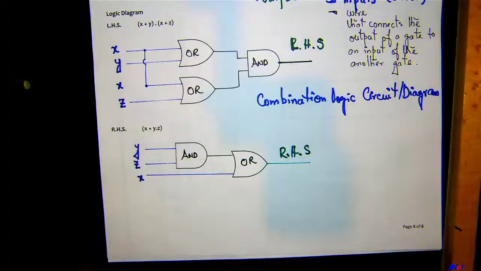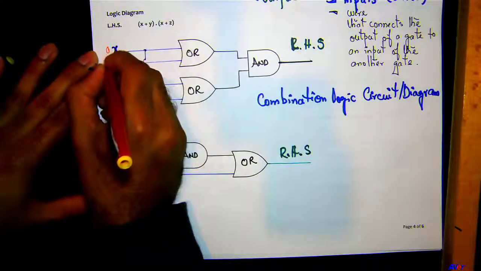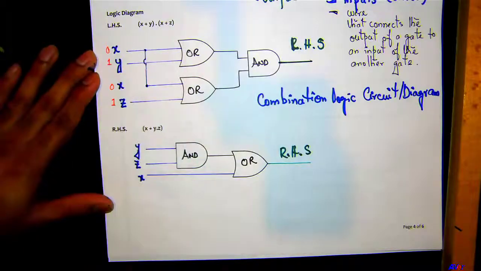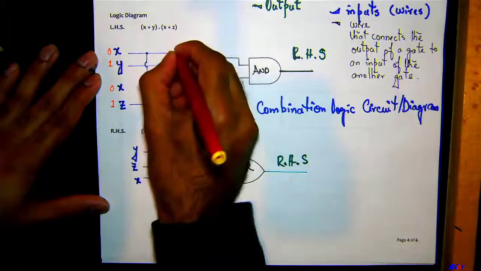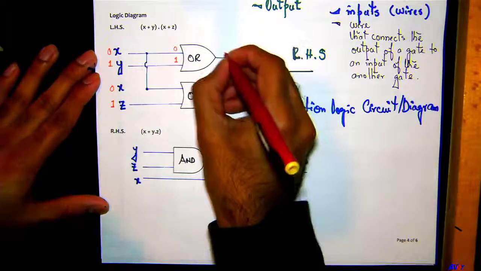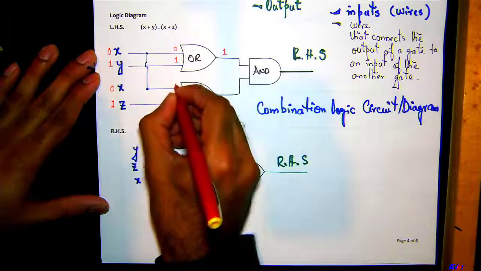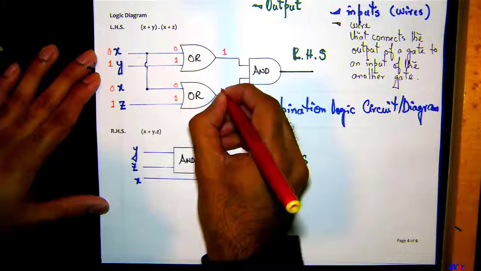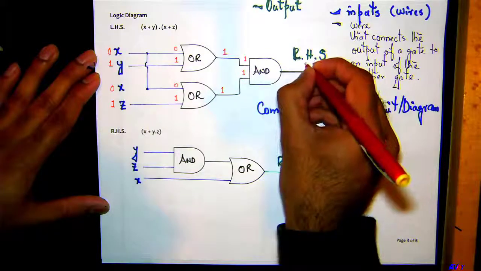Say I got X set to 0, Y is 1, and Z is 1. Okay, so X is 0, Y is 1. That would mean you get 0 and 1 here. 0 and 1 goes into OR gate. What do you get here? You get 1 here. Again, you get 0 here and 1 here. 0, 1 goes into OR gate. You get what? 1. 1 and 1 goes into AND gate. The output will be 1.